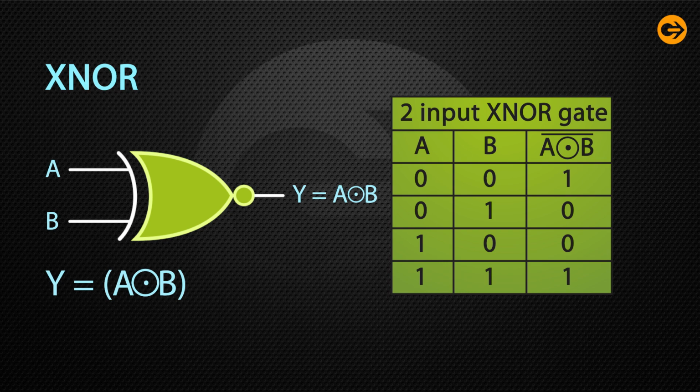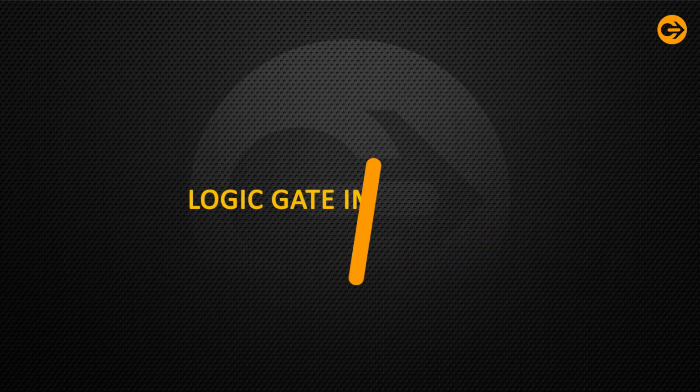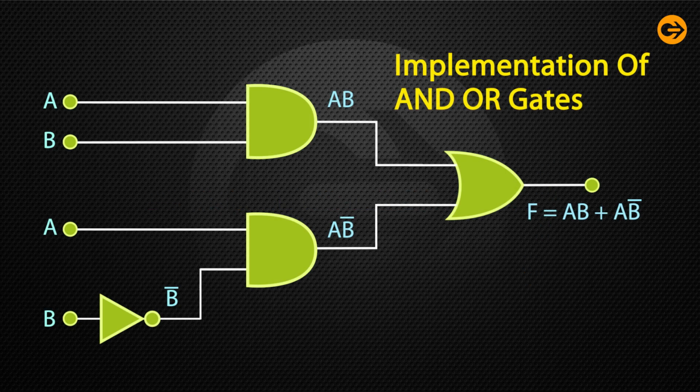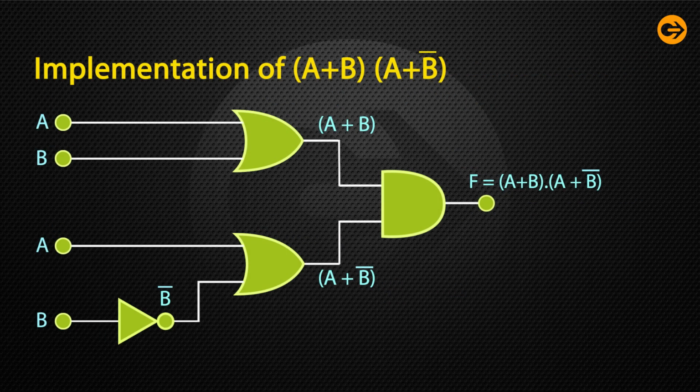Now let's discuss the function implementation using logic gates. Implementation of the function AB plus AB bar. Here we can see there are two variables which are A and B. A and B or A and not B generates AB plus AB bar. Implementation of the function A plus B bar. There are two variables A and B. A or B and A or not B generates A plus B bar.